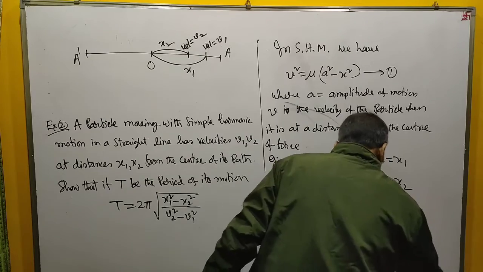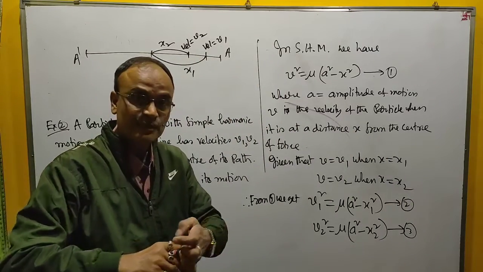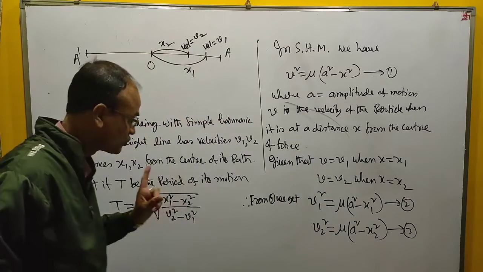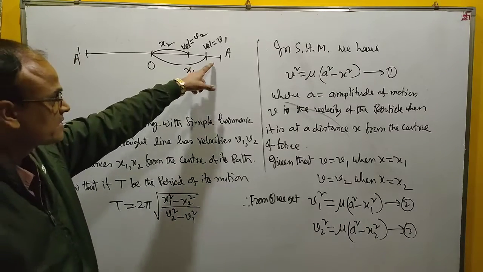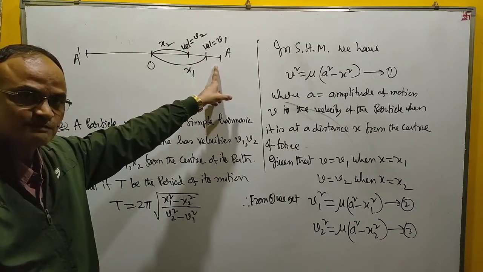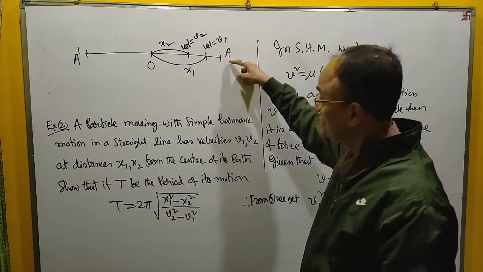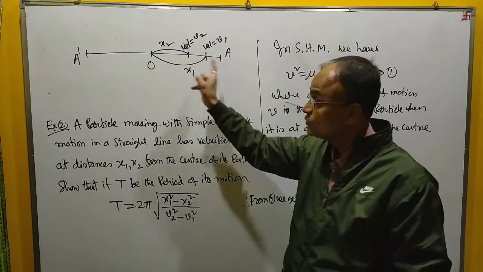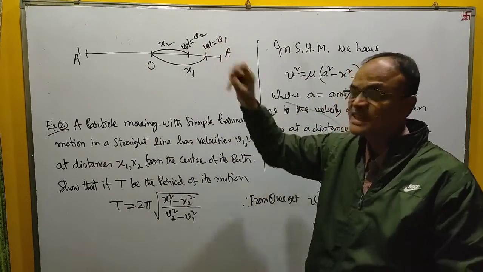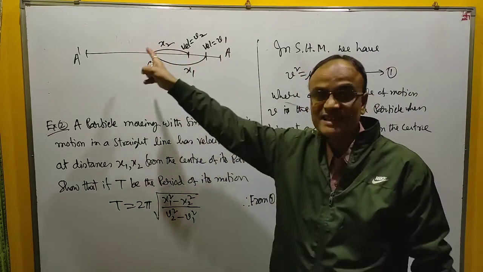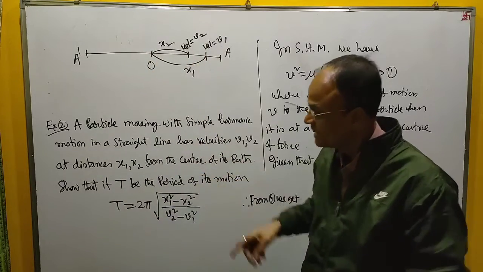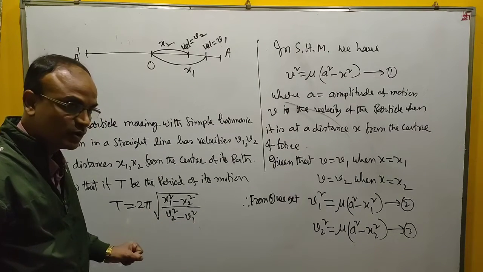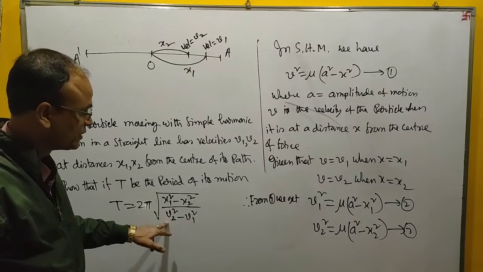Now from the relations 2 and 3, we have to find the value of mu. Also, you see the diagram: when the particle is approaching towards O, the velocity will be increasing from A to O. Obviously, v2 is greater than v1, and also x1 is greater than x2. Therefore, it is written v2 square minus v1 square, not v1 square minus v2 square, because v2 is greater than v1.